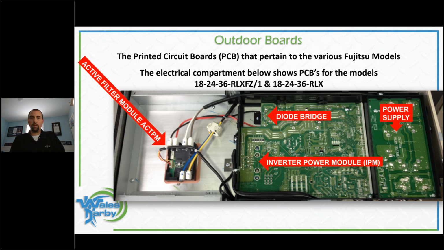So outdoor boards, this is just a good example of the configuration. If you're not sure what all the components are, right? The power supply board to the right there, diode bridge up top, a little black chip. We got an inverter power module, or IPM. It's like our contactor. If you're familiar with unitary systems, we have a contactor that sends power to the fan and compressor. Well, this sends power right to our compressor.